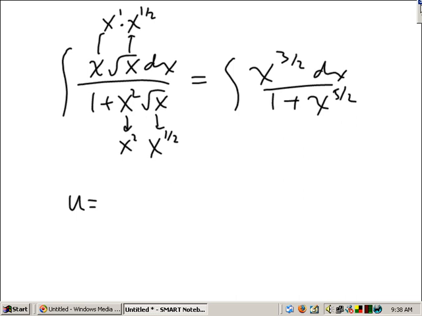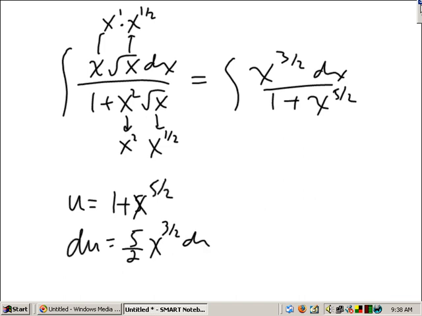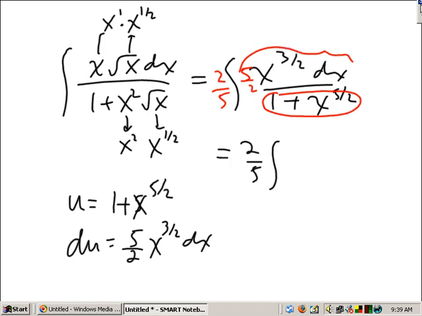I'll let u be the denominator, x to the 5/2, and then du would be 5/2 x to the 3/2 dx. I'm just missing the 5/2 for du. The bottom is u. If only I had 5/2 in front, then everything on top would be du. Well, you have to put 2/5 in front then. 5/2 times 2/5 is 1, so I'm just multiplying by 1. So this is equal to 2/5 times the integral; the top is all du, and the bottom is all u.